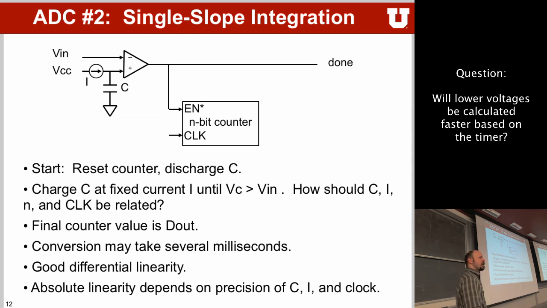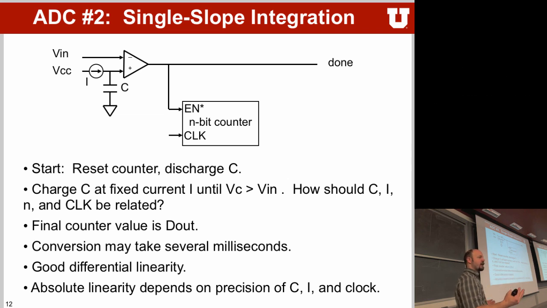Very low voltages can be sampled very quickly because your counter reaches that count fast. If the voltages are higher, it takes longer. So you will have a worst case. You can calculate the worst case time that it takes to reach the highest voltage that you want to be able to sample, and you take that as the maximum sample rate.